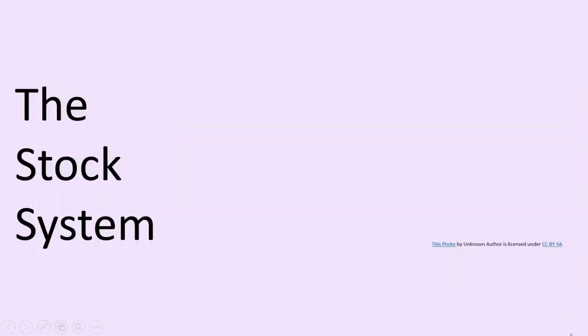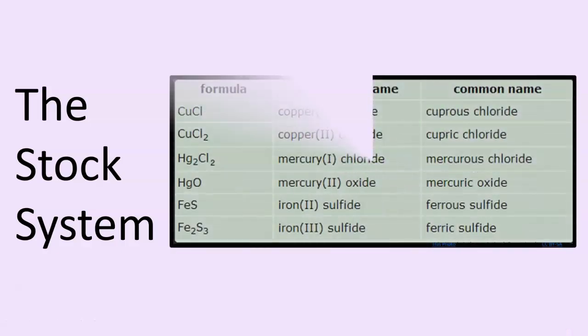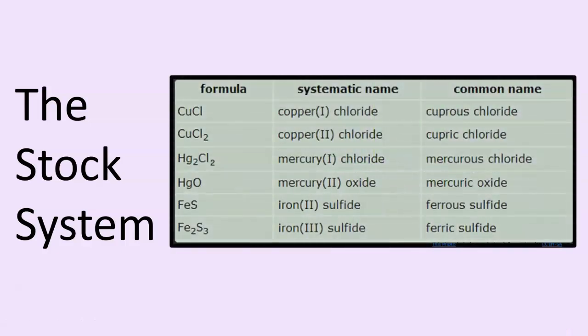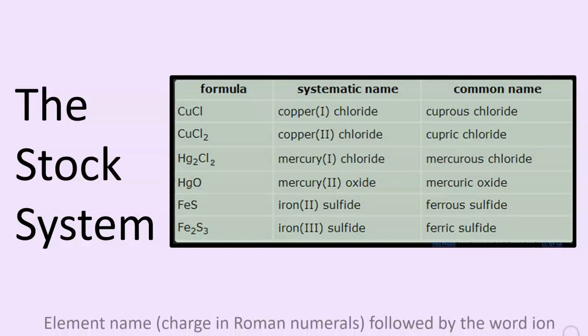So first and foremost, let's talk about the stock system. The stock system is nothing more than a system that we use to name ions that form multiple or variable charges. Multiple and variable charges mean the same thing. They mean just more than one charge. And you might hear them referred to as a couple of different things throughout your chemistry labs and lectures. So I just like to throw that out there.